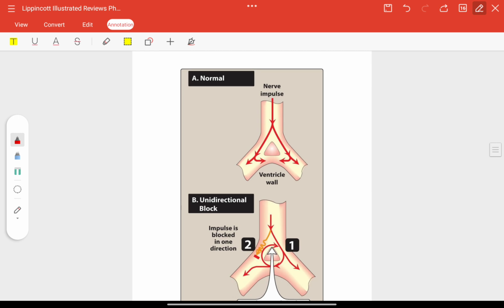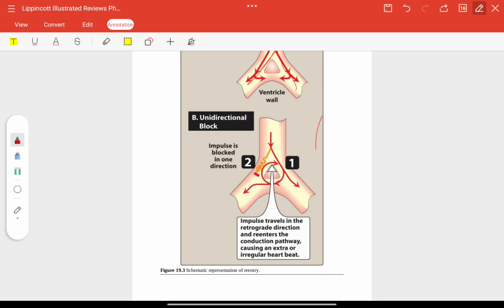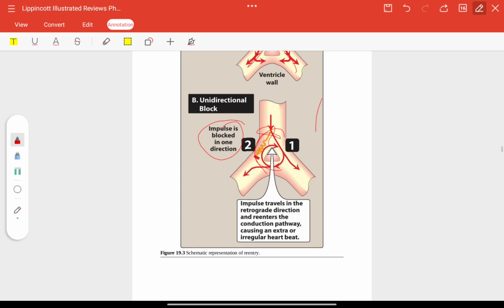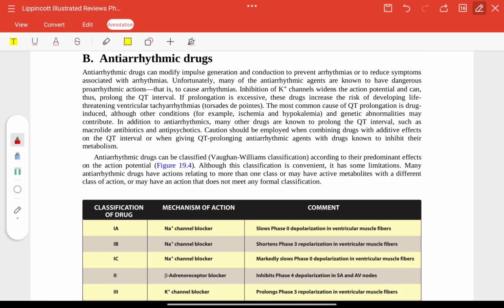You see here, this is the normal. A nerve impulse arrives and goes to the ventricular wall. Unidirectional block: if there is a block, the impulse is blocked in one direction. What will happen? The impulse travels in the retrograde direction and re-enters the conduction pathway. It re-enters here. So this is the re-entry, causing an extra or irregular beat. Now antiarrhythmic drugs. Antiarrhythmic drugs can modify impulse generation and conduction to prevent arrhythmias.